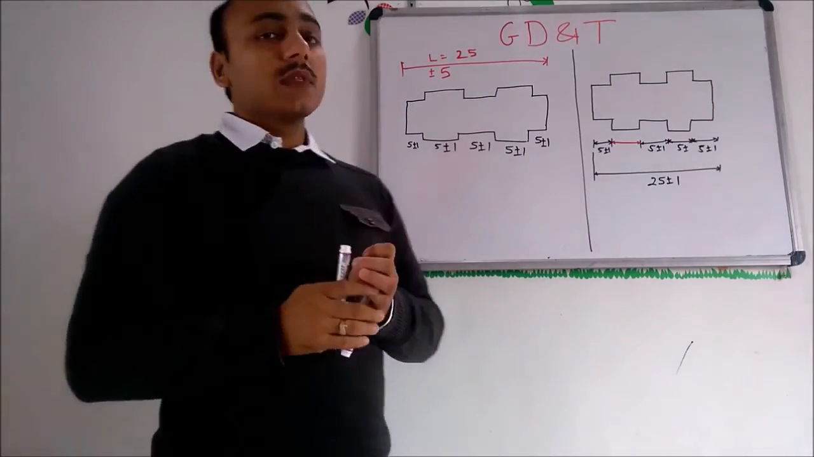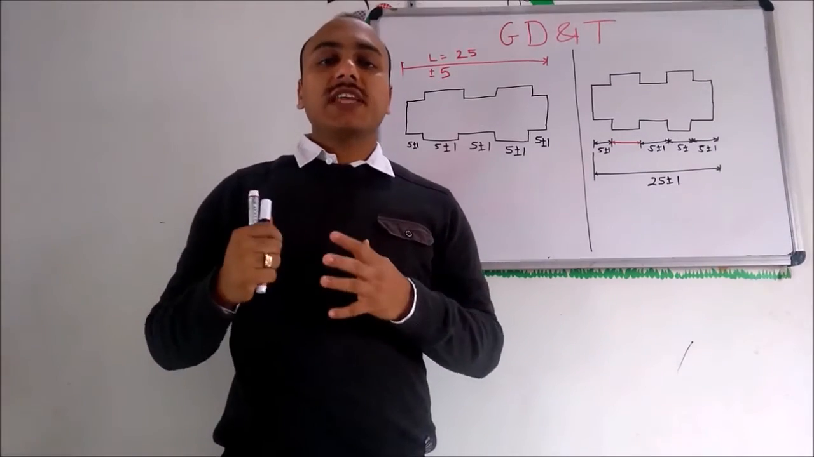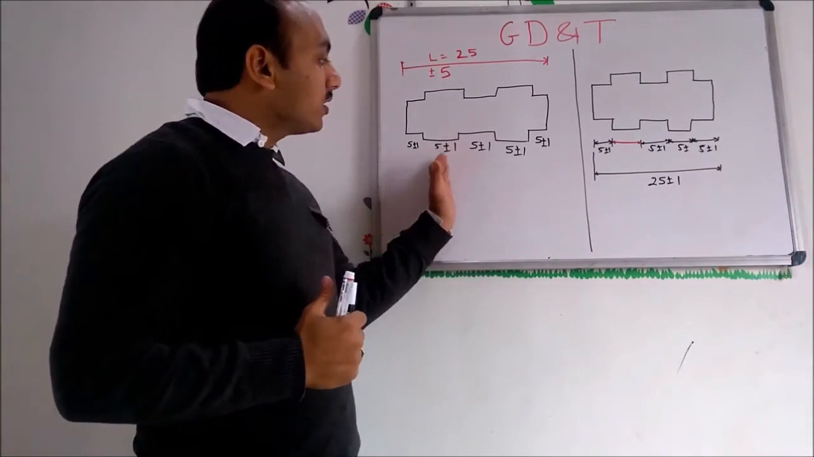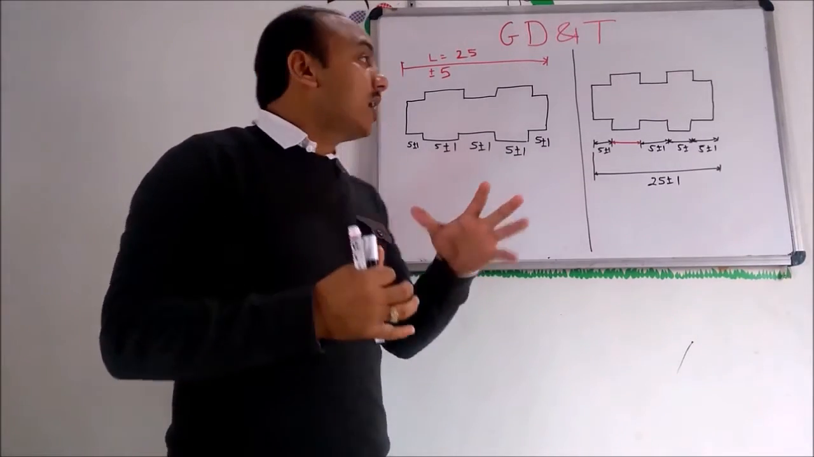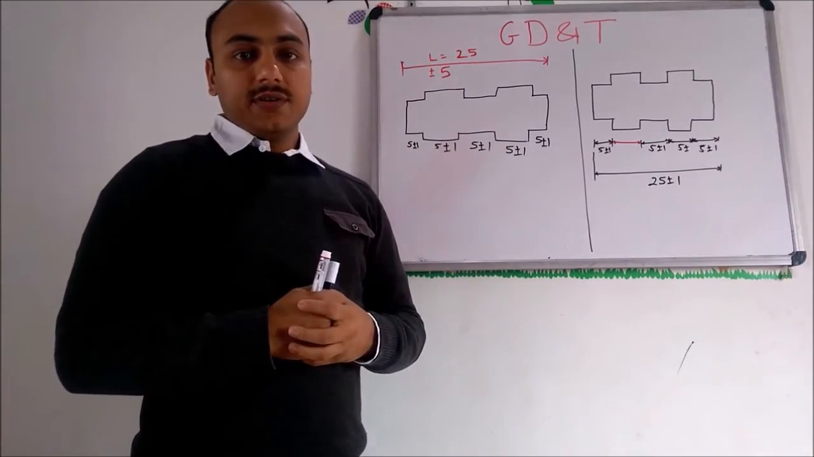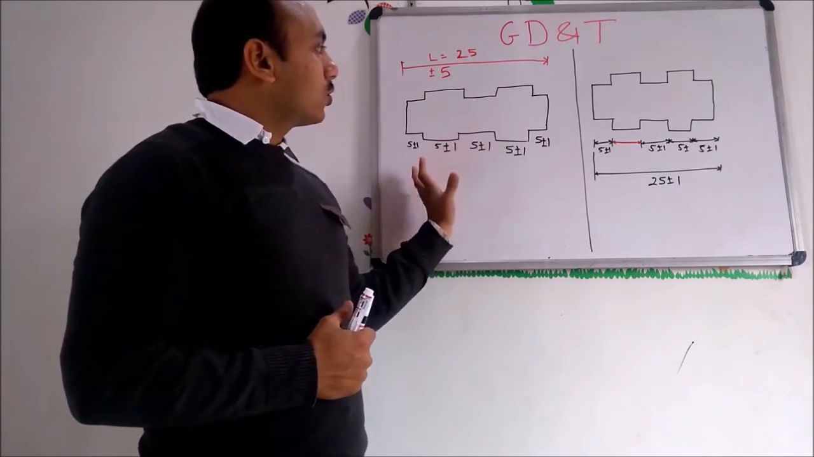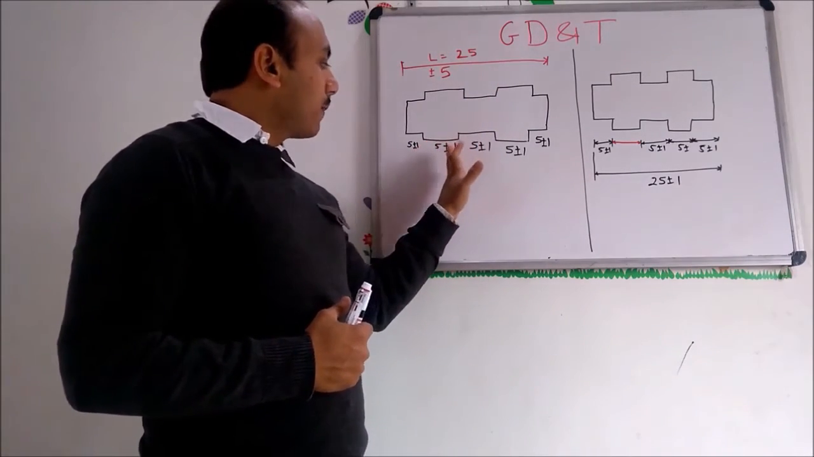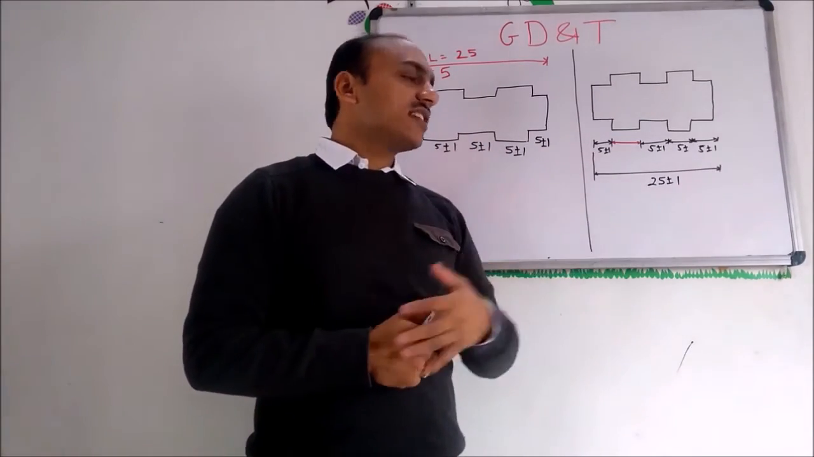So this overall length is called the tolerancing feature, where all the dimension tolerances are going to be dumped on a single feature. So if I want to control the overall length also within some limit, I need to provide some tighter tolerances over here. Let's discuss this case.